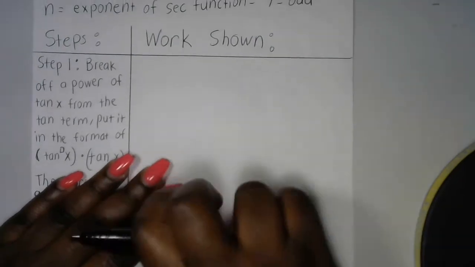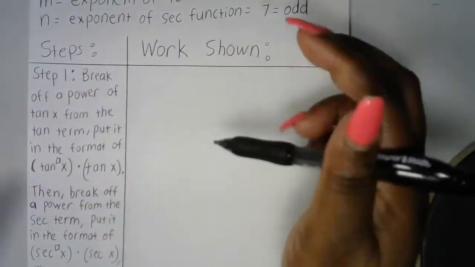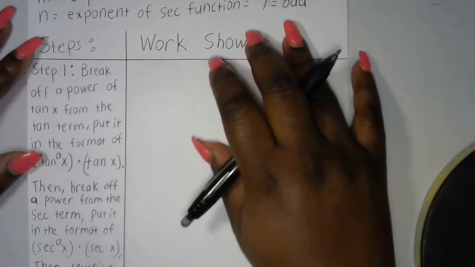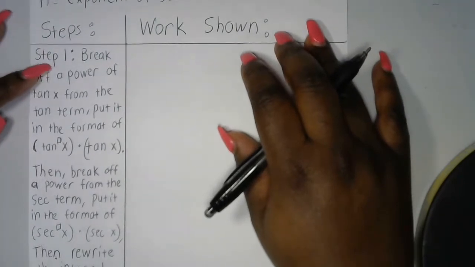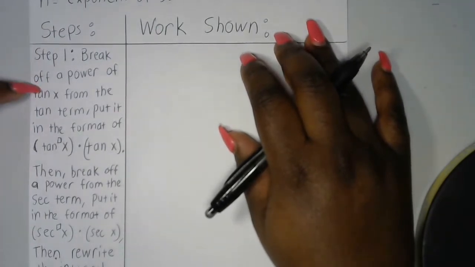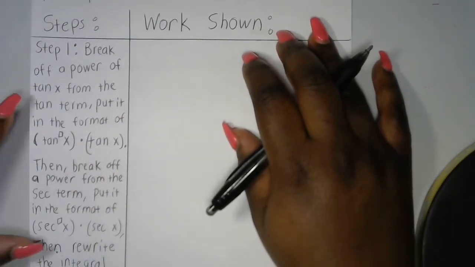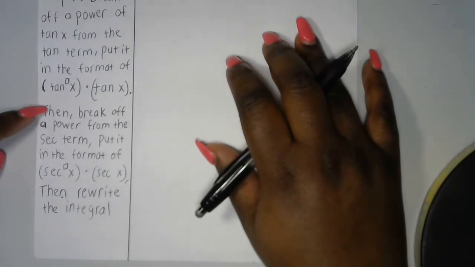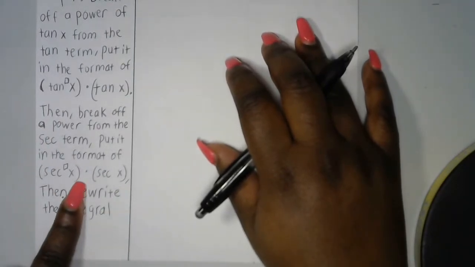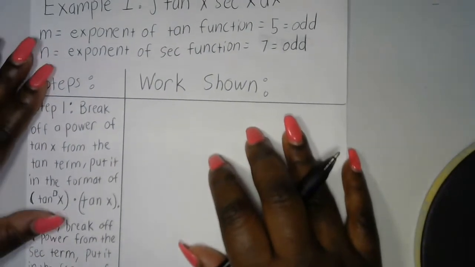Alright, so on the left side I'll be doing the steps, and on the right side I'll be doing the work shown per usual. So for step 1, what we're going to do is break off a power of tan x from the tan term and put it into this format. And then after that, we're going to break off a power from the secant term and put it into this format. And then we're going to rewrite the integral. So let's get started.